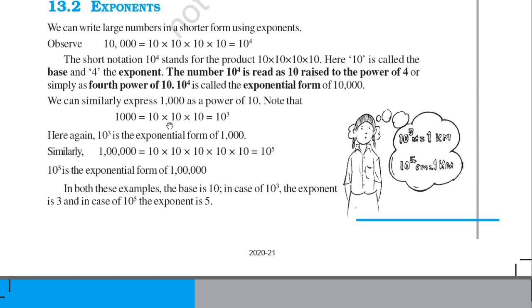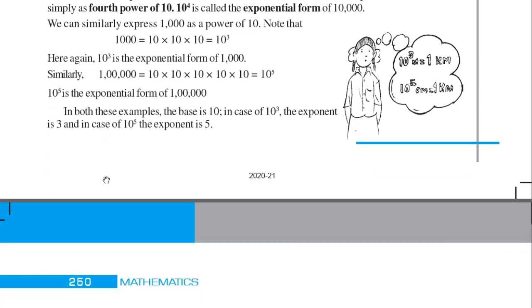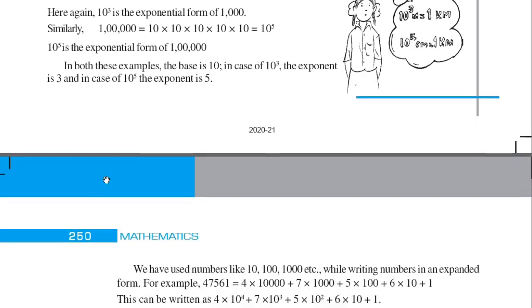We can similarly express 1000 as power of 10. Note that 1000 is equal to 10 into 10 into 10, that is 10 to the power 3. Here again 10 to the power 3 is the exponential form of 1000. Similarly 1 lakh can be written as 10 into 10 into 10 into 10 into 10, that is 10 to the power 5. 10 to the power 5 is the exponential form of 1 lakh. In both these examples, the base is 10. In case of 10 to the power 3, the exponent is 3. And in case of 10 to the power 5, the exponent is 5.